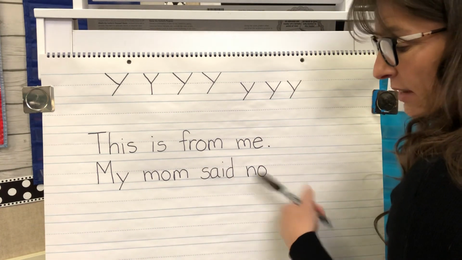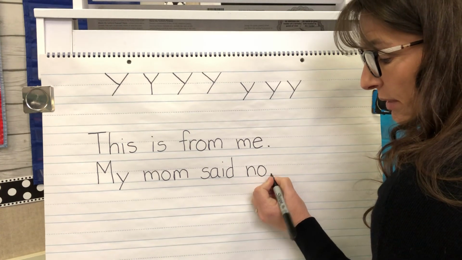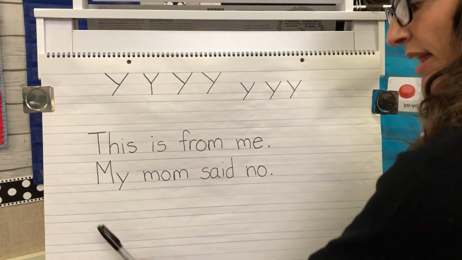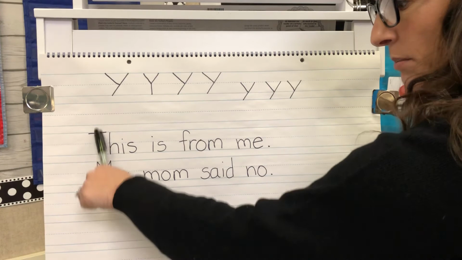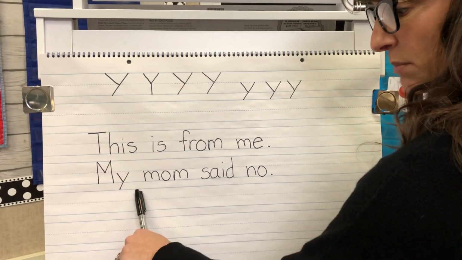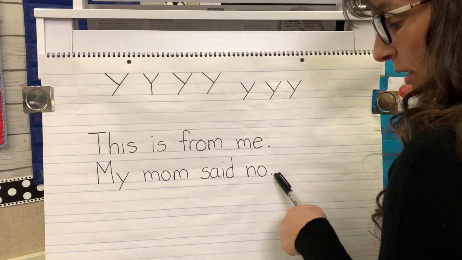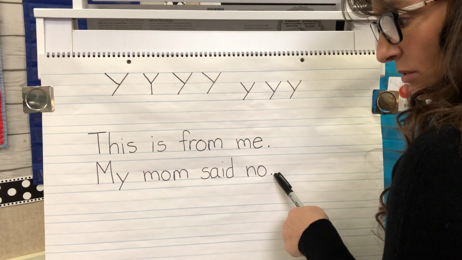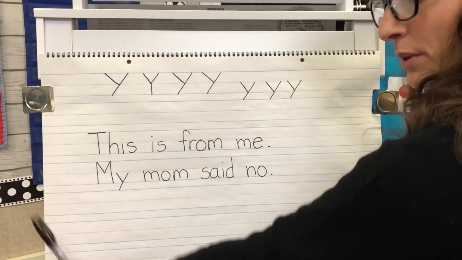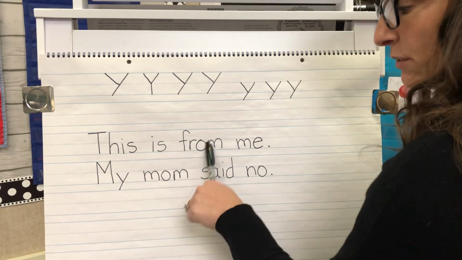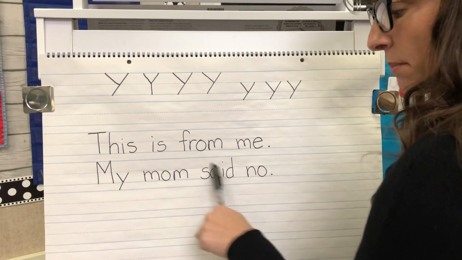Now, this is not the end of my sentence because I need a period at the end. Sentences should always have a capital at the beginning of the sentence. It should have spaces in between the words and a period at the end of the sentence, okay? Just don't forget that. Also, always read what you wrote. This is from me. My mom said no.